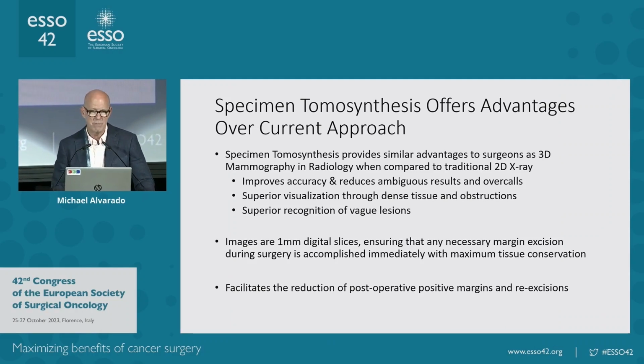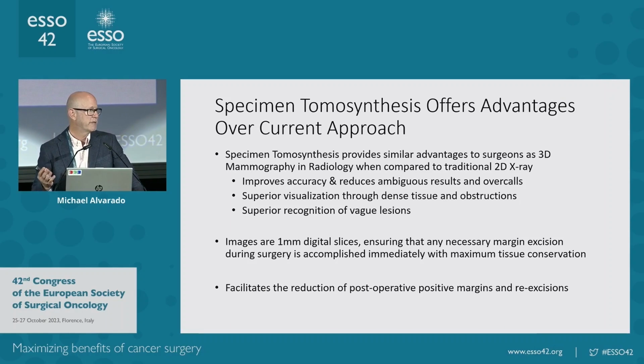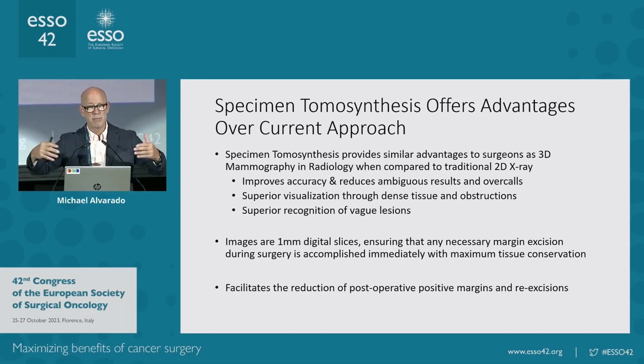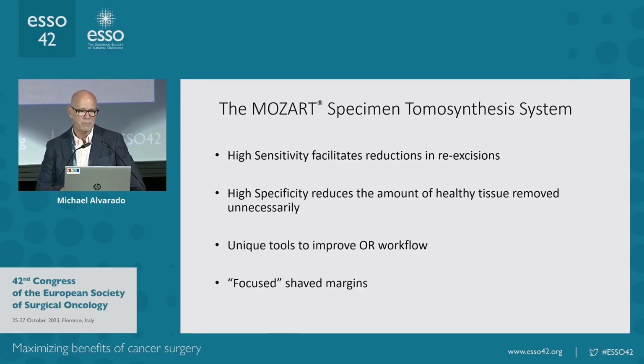Tomosynthesis, you've heard already from the others how much better the tomosynthesis is compared to the 2D visualization, with the slices as well, and being able to run through that and see not only the peripheral margins, but also the anterior and posterior margin. Before that, we would take a 2D image, and then I'd try to get the nurse to turn the specimen on its side so you get a little bit more information on anterior and posterior, but that didn't always work as well.